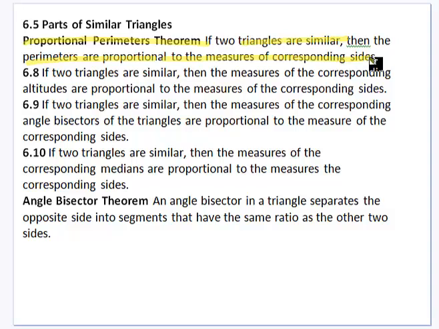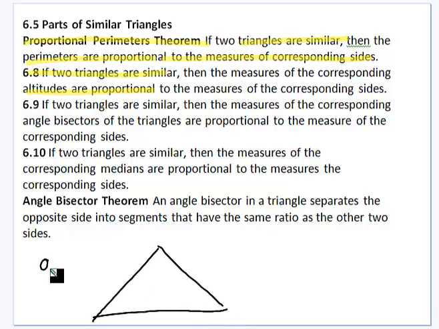The next one, if two triangles are similar, then the altitudes are proportional. Well, what's an altitude? Would it be how high it is? Yeah, it's the height. So it's the one that makes the 90-degree angle. Okay, that's our altitude. So if we have two triangles that are similar, we can set up proportions with the altitudes.